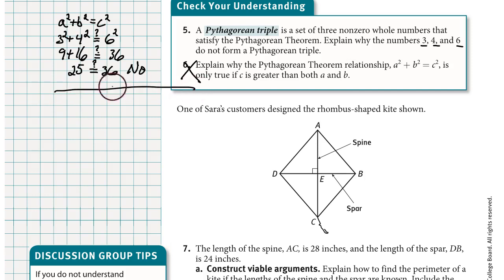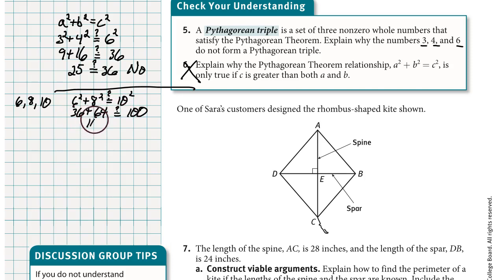Let's contrast that with the numbers 6, 8, and 10. Do those three numbers form a Pythagorean triple? To find out, use 6 for the A, use 8 for the B, and use 10 for the C, and check to see if they are equal. 6 squared is 36, 8 squared is 64. 10 squared is 100. Are these equal?